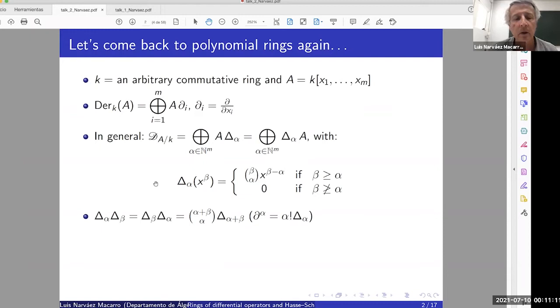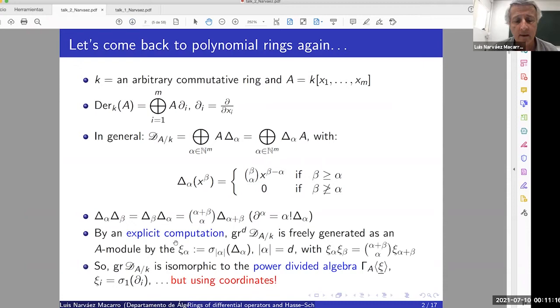And what happens, and this is interesting, is that in explicit computation, you take this basis with respect to the coordinates x1, ..., xm, and you see that the graded ring of differential operators is generated as an A-module by the symbols of these operators. But the problem is that the symbols of these operators are not the variables of a polynomial ring, because the product of xi alpha and xi beta is not xi alpha plus beta. There is a binomial coefficient here. Well, this is well known.